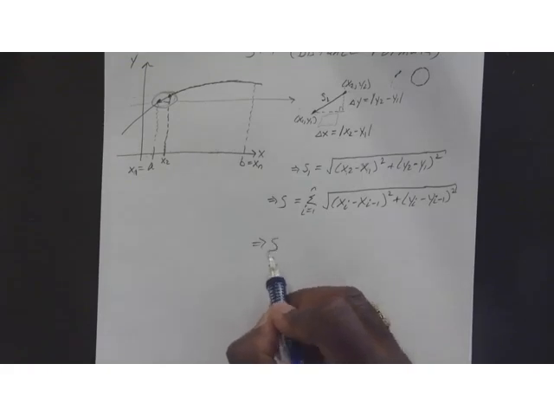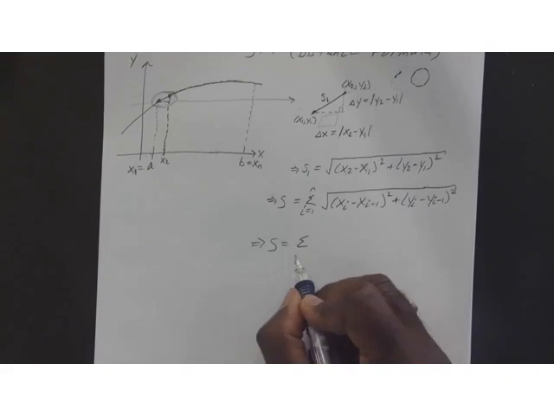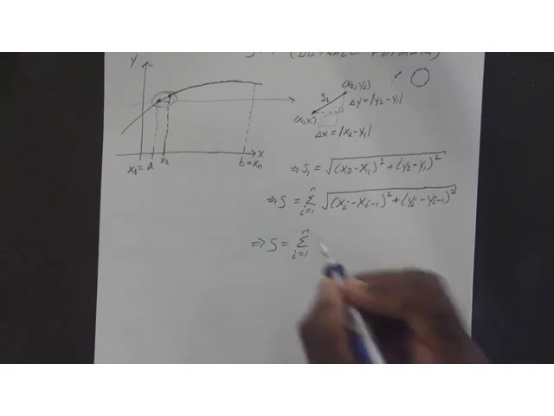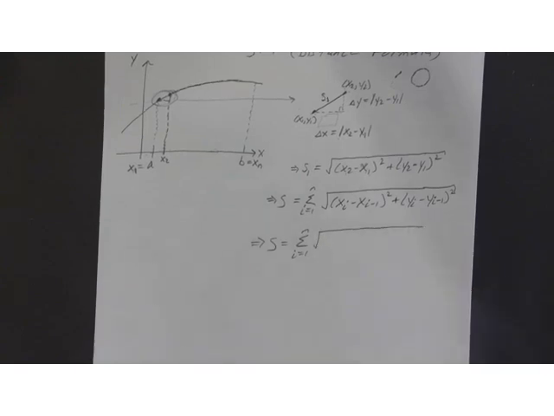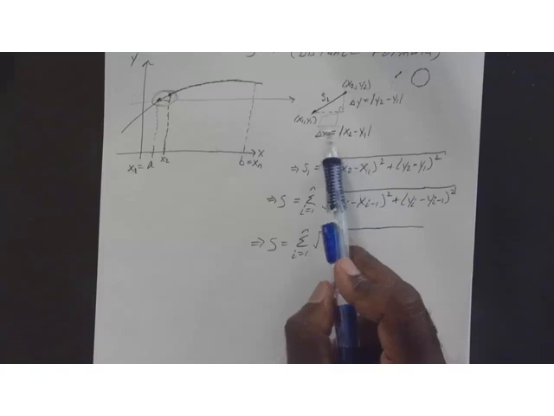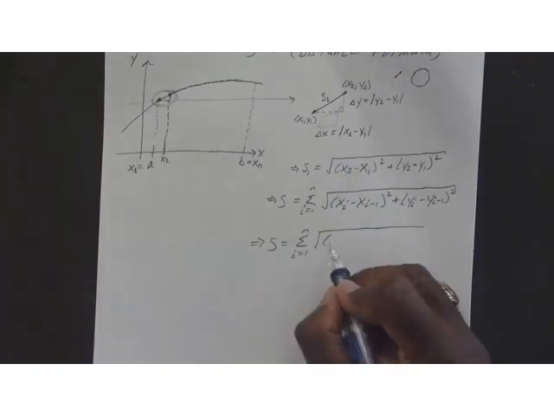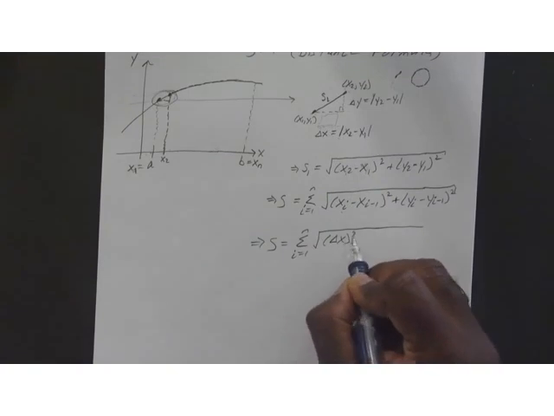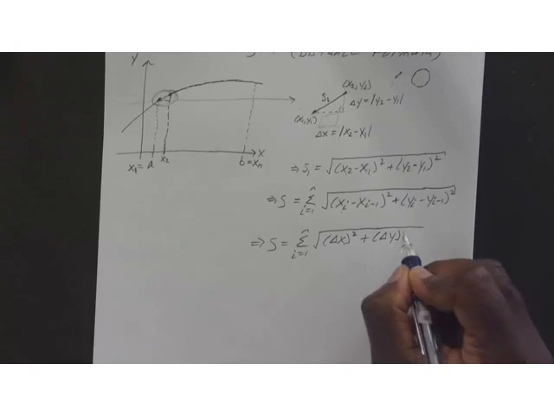Well, we can actually get that and change the notation a little bit. The sum from i equals 1 to n of the square root. Well, we know that x sub i minus x sub i minus 1, that's just our delta x. So we could say delta x squared plus delta y squared.